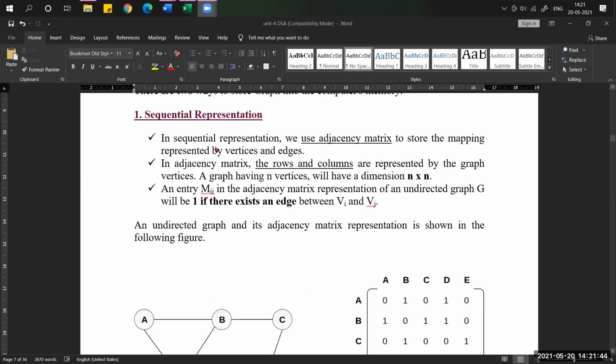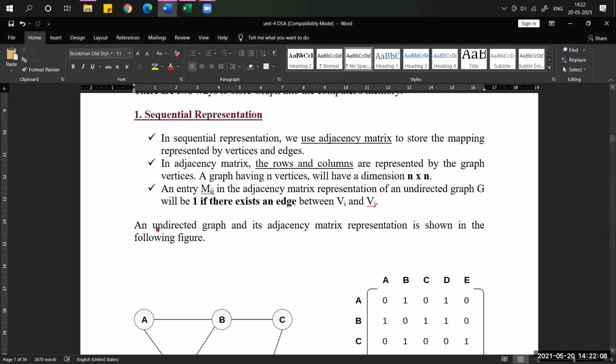What I said is that sequential representation is again categorized into three ways: undirected graph, directed graph, weighted graph. In each and every type of graph, we will see how we are going to represent the adjacency matrix. The first one here is the undirected graph. An undirected graph means every edge does not have a direction.